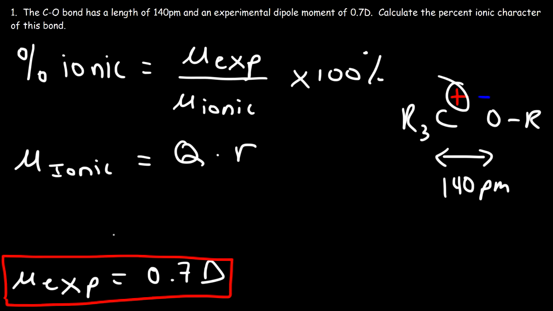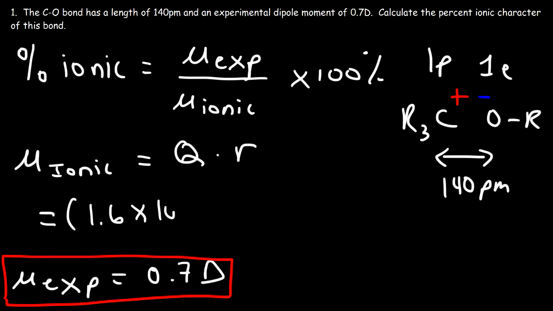Now, a positive charge is equal to the charge of a proton. A negative charge is equal to the charge of an electron. These two have the same magnitude of charge, but the sign is different. One is positive and the other is negative. The charge of a proton is 1.6 times 10 to the negative 19 coulombs. The charge of an electron is the same number, but it's negative 1.6 times 10 to the negative 19 coulombs. And since we're trying to calculate a percentage, the negative sign is not important to us.